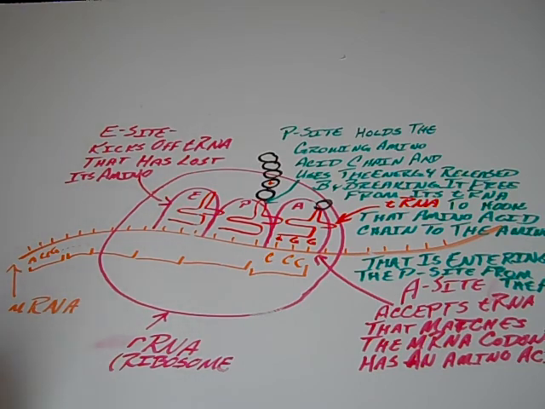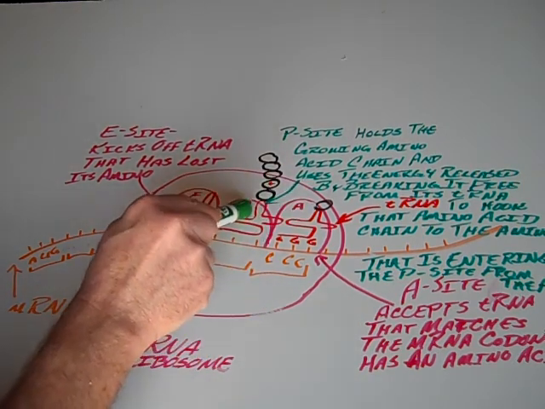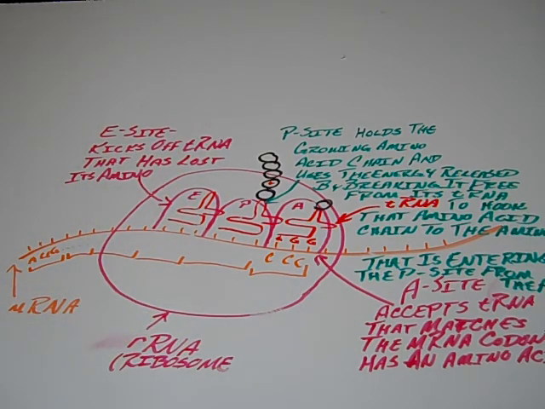Now, it might help to remember every single amino acid to become part of a protein has to go APE. In other words, it has to land at the A site, go to the P site, and its tRNA has to get kicked out through the E site.